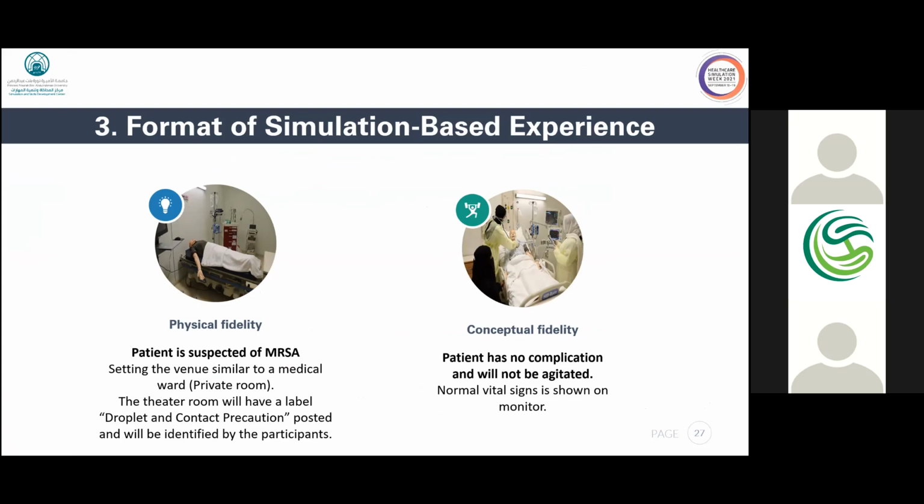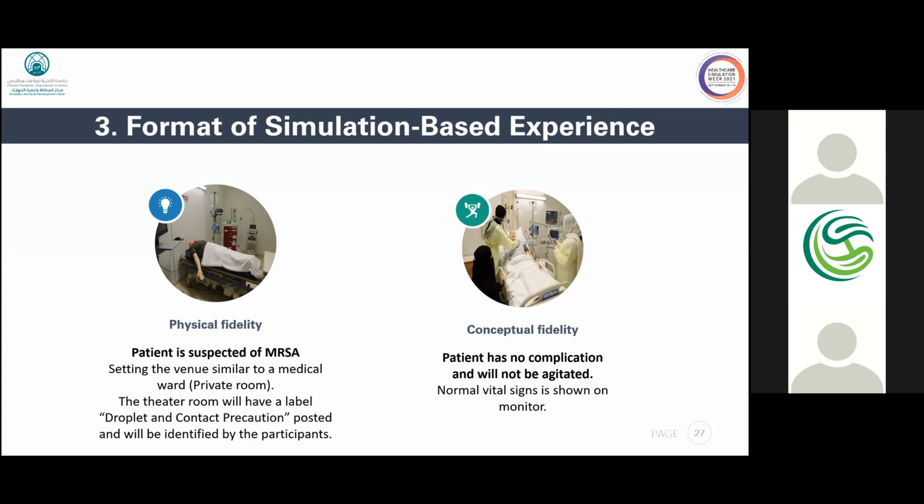So we will set the room to be similar to a medical ward, which is a private room, and we will add the label, droplet and contact precautions, to be visible to the participants. So they will be aware that the patient is infectious, and they will take the precautions.